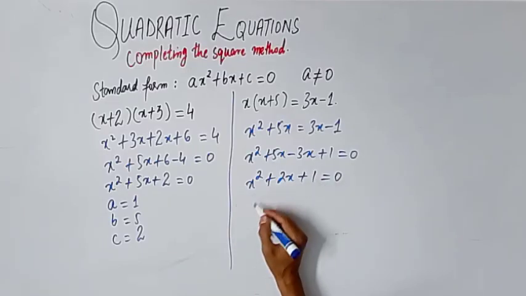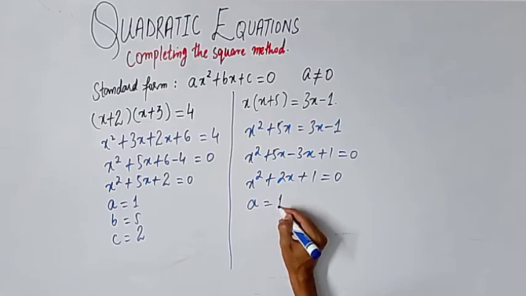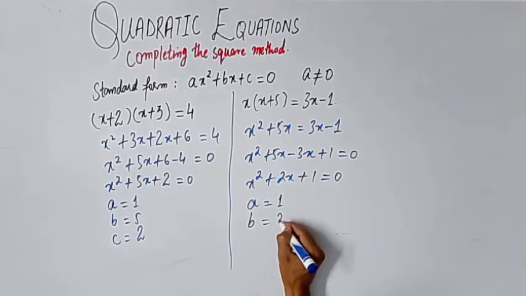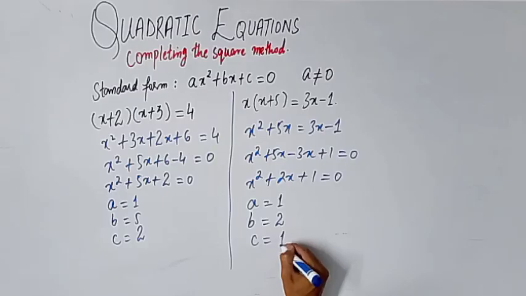Now it comes in the standard form. Now what is the value of a? 1. The value of b is 2. And the value of c is 1. So this is how we convert our equation into a standard quadratic equation.